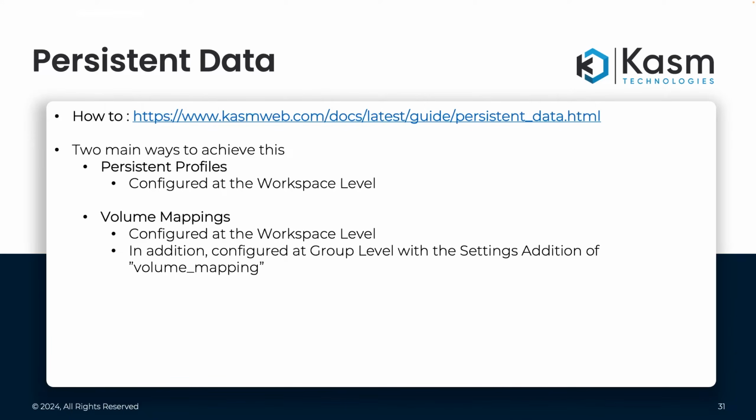Persistent data. By default, Chasm Workspaces spins up containerized sessions that are ephemeral in configuration. So some use cases require the need to have persistent data or configurations as you go from session to session. So two main ways to achieve this are through persistent profiles and volume mappings.